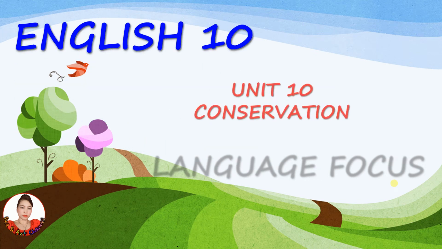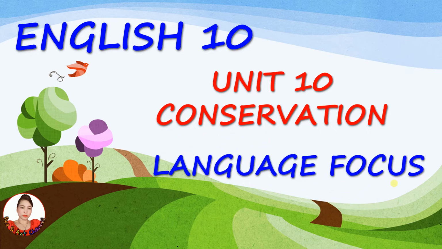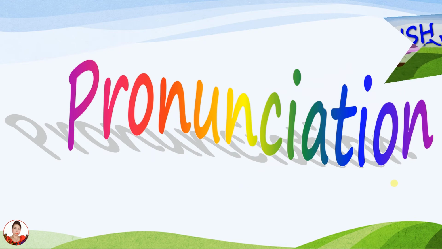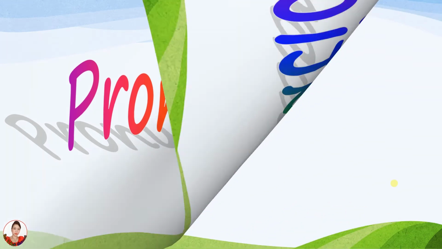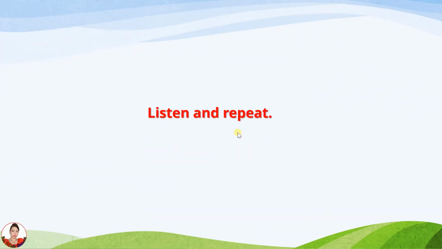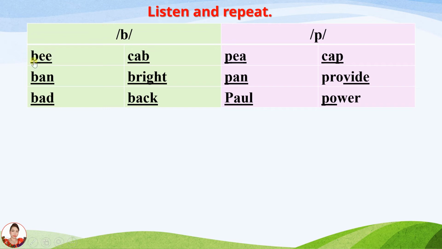English 10, Unit 10, Conservation, Language Focus. Pronunciation. Listen and repeat. B, P. Then practice these sentences. Now listen and repeat. B. Listen twice and repeat twice.